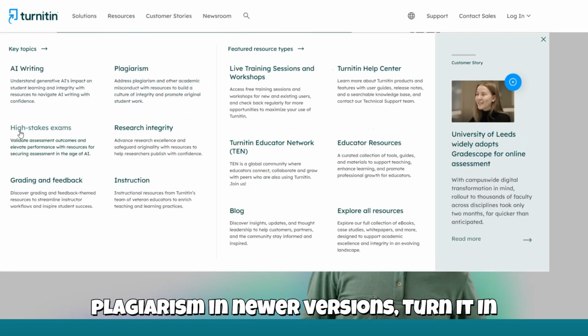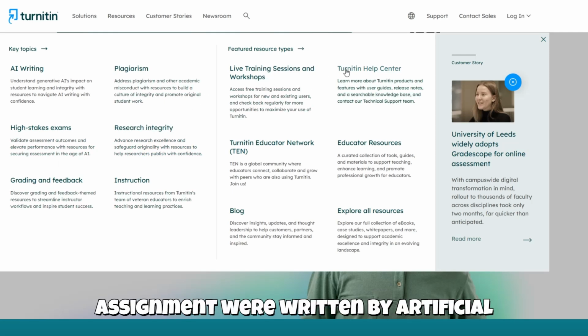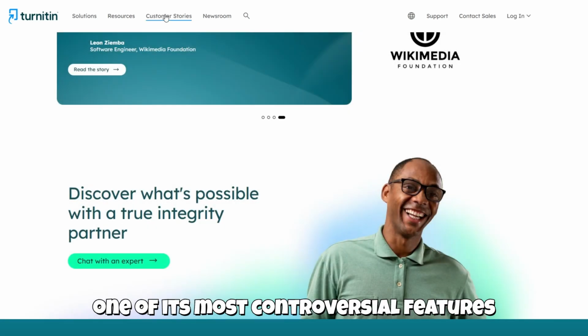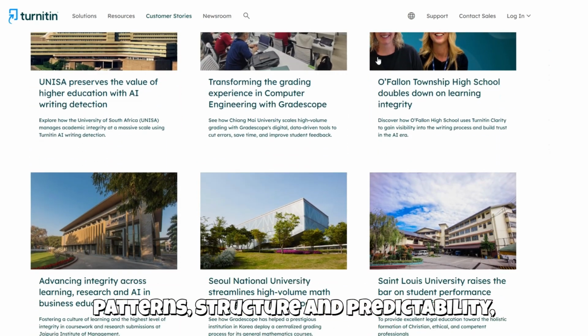In newer versions, Turnitin also includes AI writing detection, which tries to estimate whether parts of your assignment were written by artificial intelligence tools, and this has become one of its most controversial features because it does not just look for copied text, but instead analyzes writing patterns, structure, and predictability.